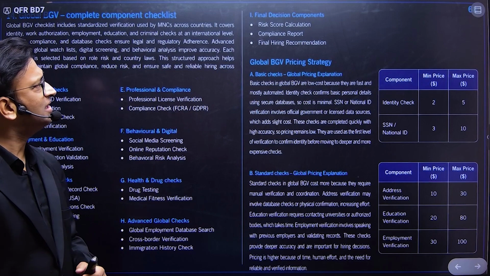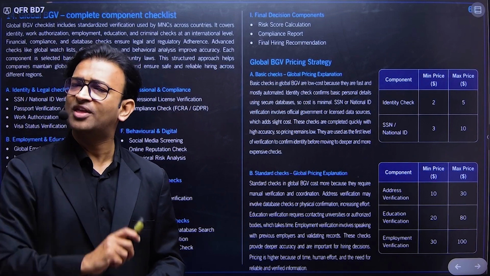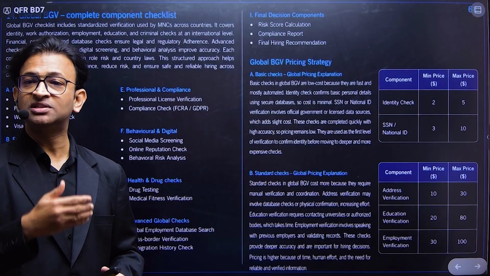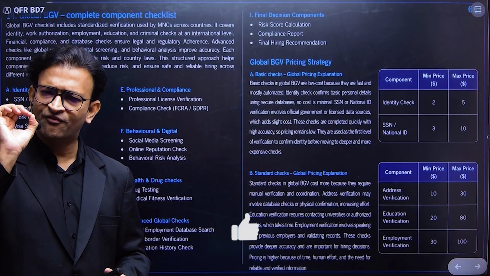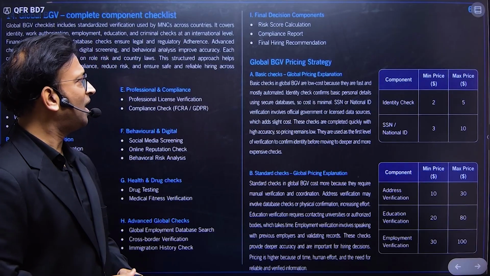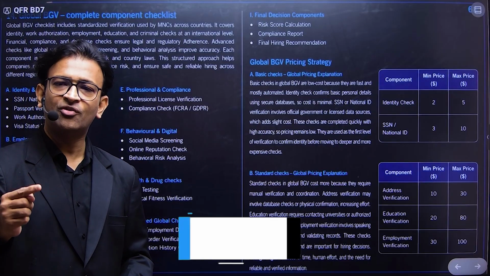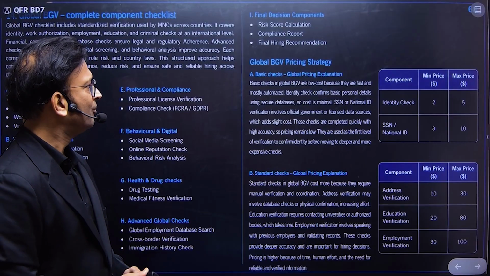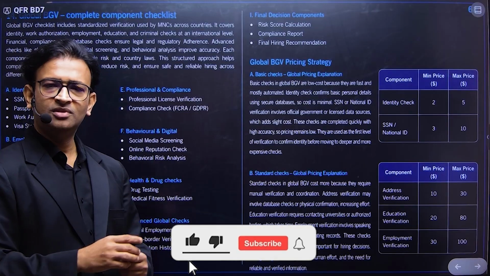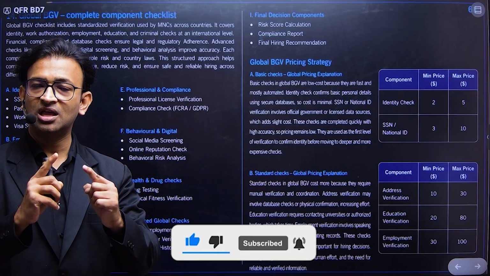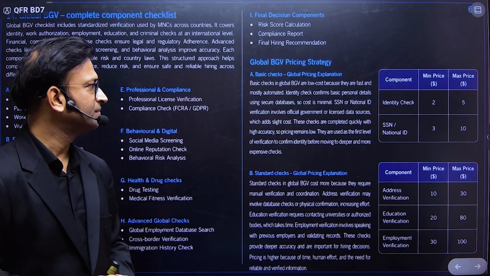Moving on to the final decision components, what are they? Risk score calculation, as I mentioned in all the other chapters, which is a very important component of risk score. Compliance report, and final hiring decision and recommendation. Now, let us look at the BGV pricing strategy which is followed across the world, the global arena.